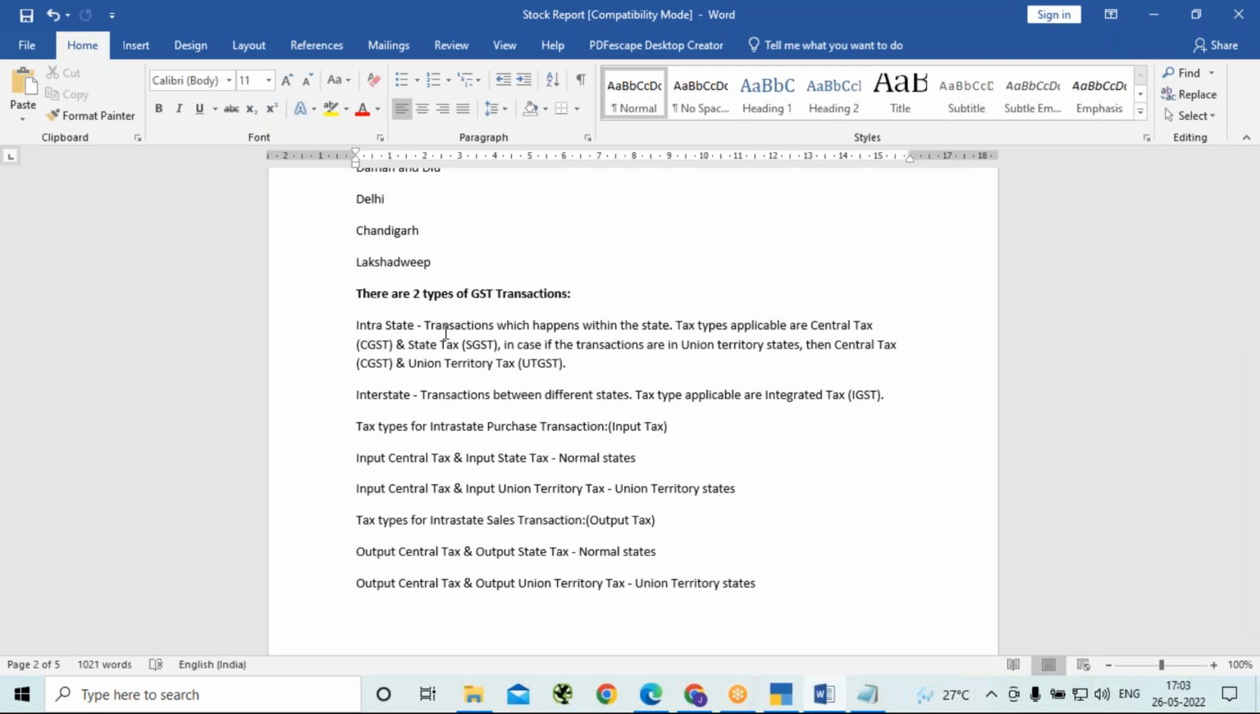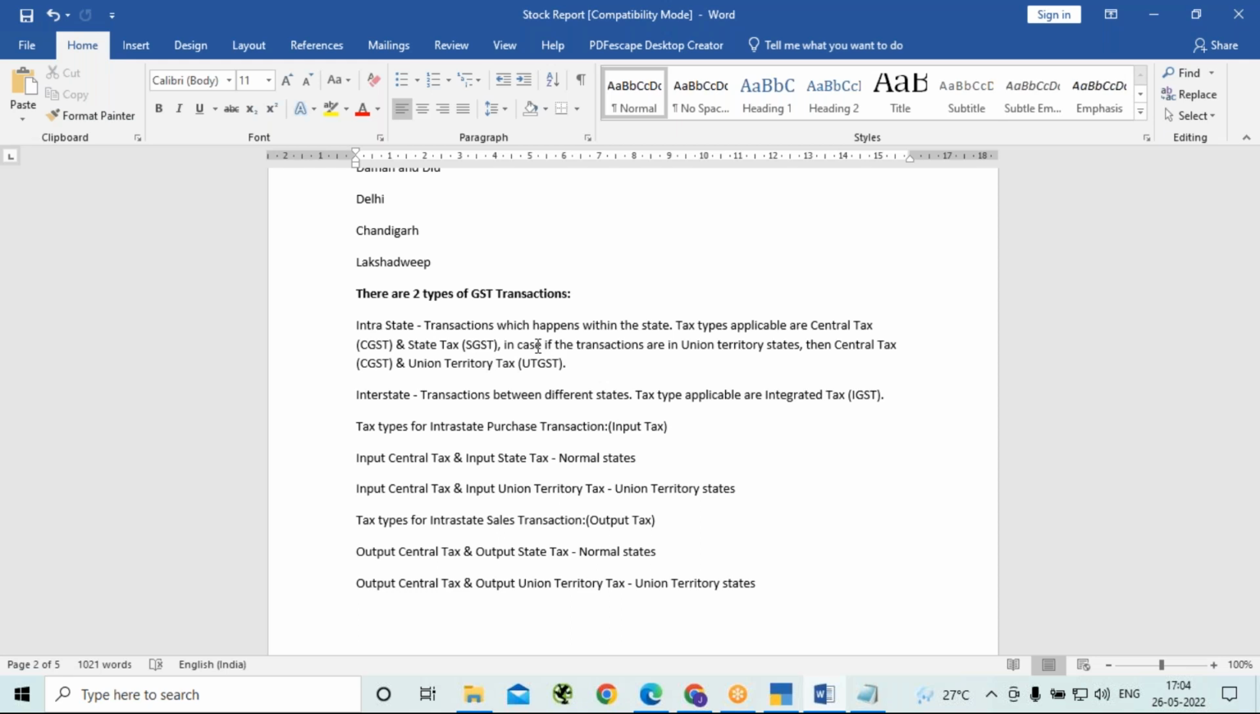So when you say it is an intrastate transaction, whatever the tax is, either you make a purchase and you pay the tax, or you make a sale and you collect the tax. The tax types which are applicable are central tax, which is called CGST, and state tax, which is also called SGST. There are no separate taxes as state tax and CGST. Both terminologies have been used at different times: initially it was called CGST, and later it started to be called central tax. So there are no two different taxes with different names. It is the same taxes with different names.